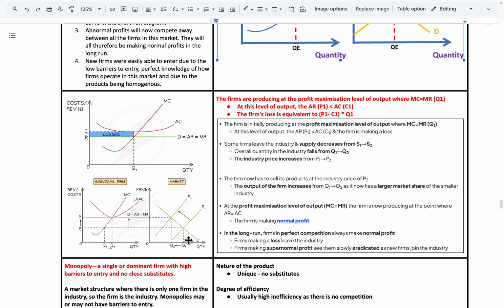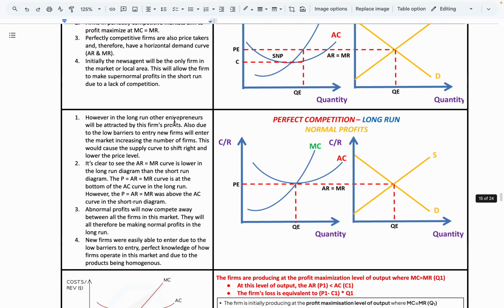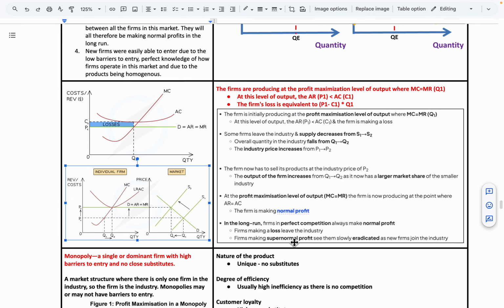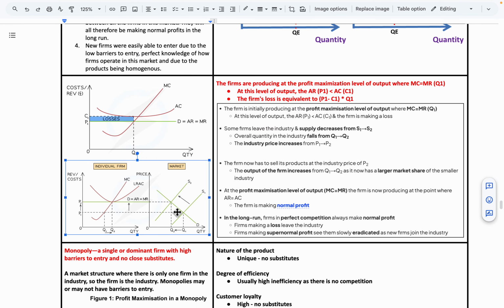So you could see that the firm is initially producing at a profit maximizing level of MC equals MR, which is like here. Here you could see that at first, when it was at P1, this firm was making a loss, and its supply curve was at S1.